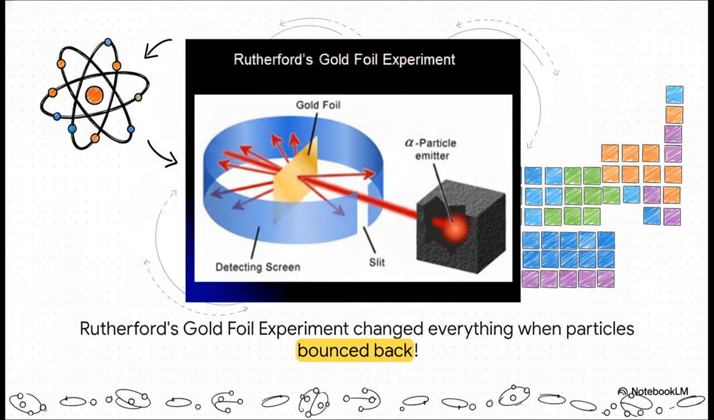And here it is. This is the experiment that changed everything. Ernest Rutherford's team was shooting tiny alpha particles at a super thin sheet of gold foil. Now, if the plum pudding model was right, those particles should have sailed straight through. But they didn't. To everyone's complete shock, some of them bounced right back, as if they'd hit a solid wall. That could only mean one thing. The atom wasn't a soft blob. It had to have a tiny, super dense positive center. And just like that, the nucleus was discovered.